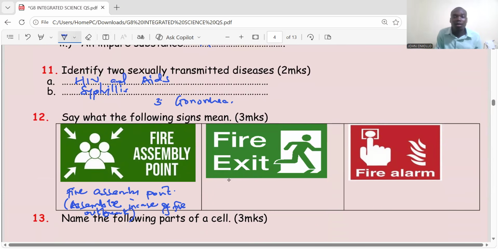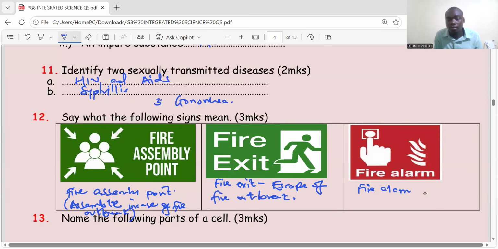I will explain more. So this is the fire exit, or escape, in case of fire outbreak. And then you come to the fire alarm. This is for alerting. So this is escape.